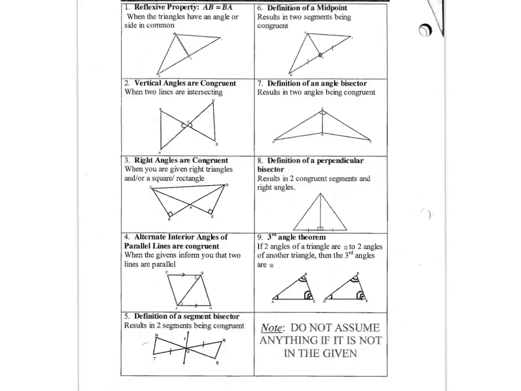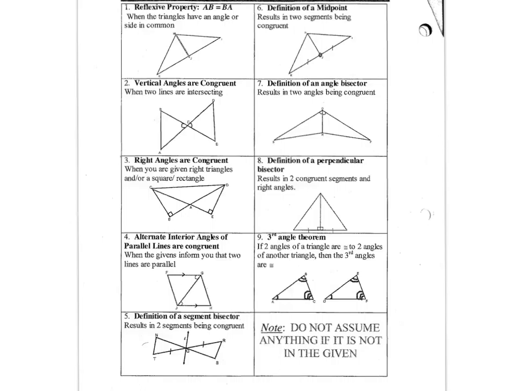Next one, right angles are always 90 degrees, so they're always congruent. So if you have right angles in two different triangles, you know that they're congruent. So you say they're congruent, and you say, for your reason, right angles are congruent.